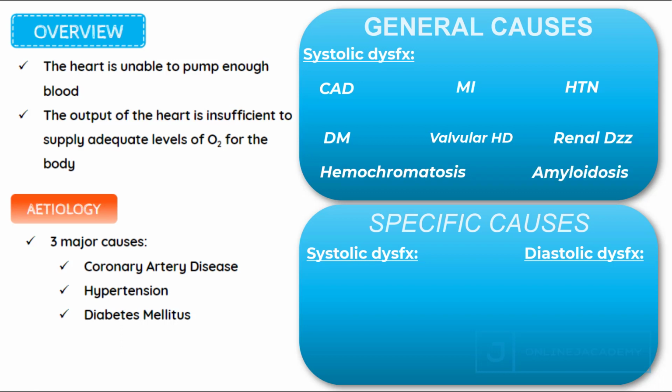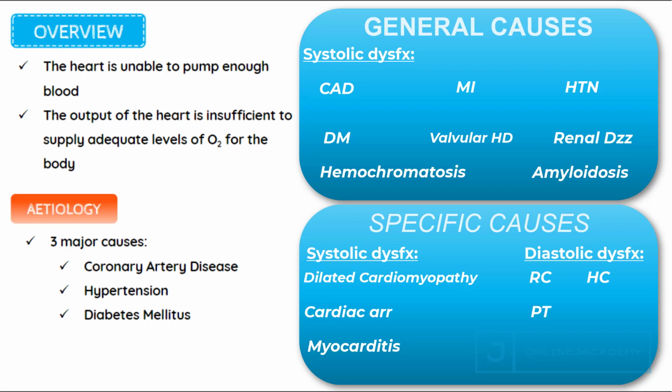Of course, there's also sarcoidosis later on. Then for specific causes, we can talk about systolic dysfunction, which is reduced ejection fraction, and diastolic dysfunction, which is preserved ejection fraction. So with systolic dysfunction, we have dilated cardiomyopathy. Maybe this is chronic alcohol use, or it may be idiopathic, right? And then we can talk about cardiac arrhythmias, myocarditis, right? On diastolic dysfunction, which is preserved ejection fraction, we can talk about restrictive cardiomyopathy, hypertrophic cardiomyopathy, pericardial tamponade, and constrictive pericarditis. Of course, we have other risk factors such as obesity, smoking, COPD, use of heavy drugs, and alcohol abuse.